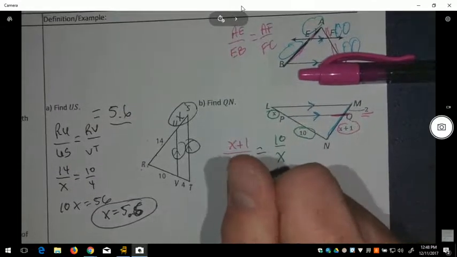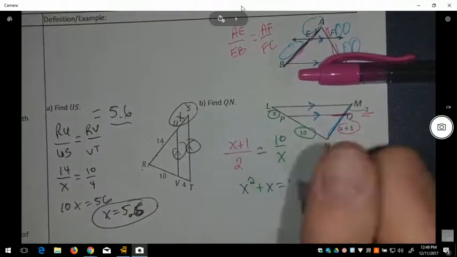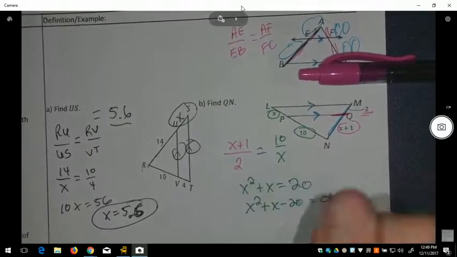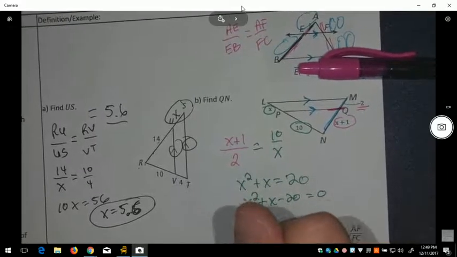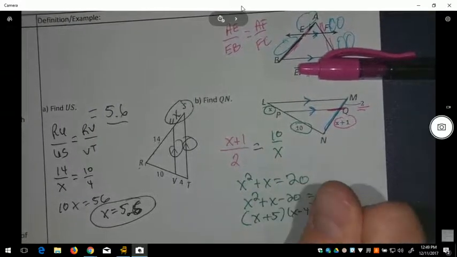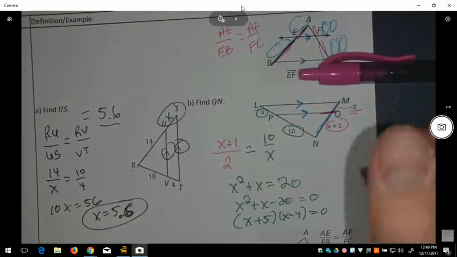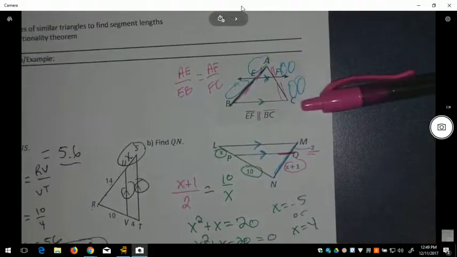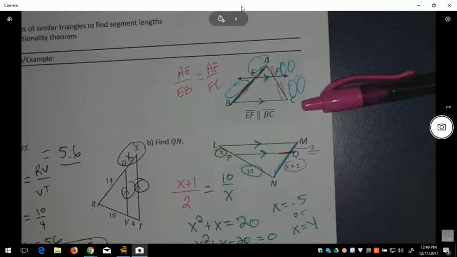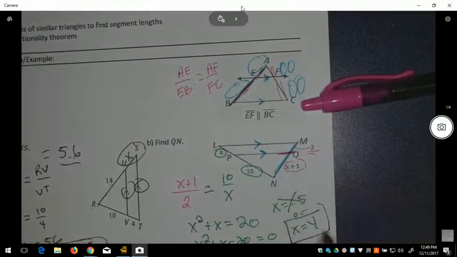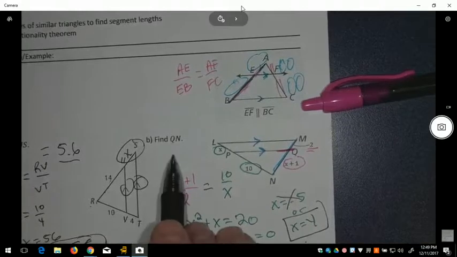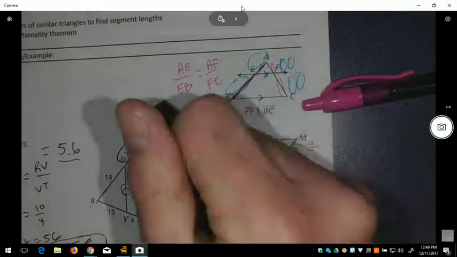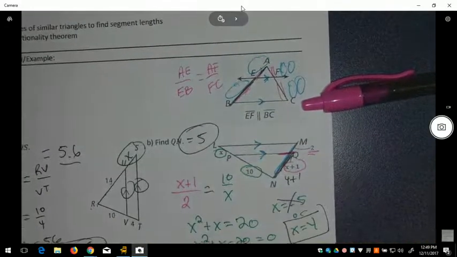When I cross multiply, I get x squared plus x equals 20. So I'm going to subtract 20. I have x squared plus x minus 20 equals 0. The factors of 20 are x plus 5 by x minus 4, multiplying to negative 20 and adding to 1 in the middle. So x equals negative 5, or x equals positive 4. Well, if I put in negative 5 for this side length, it's not a true side length, so that's extraneous. Our answer for this is x equals 4. We were asked, however, to find QN. QN would be 4 plus 1, so QN is 5.